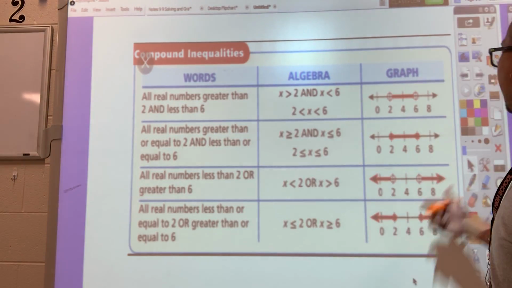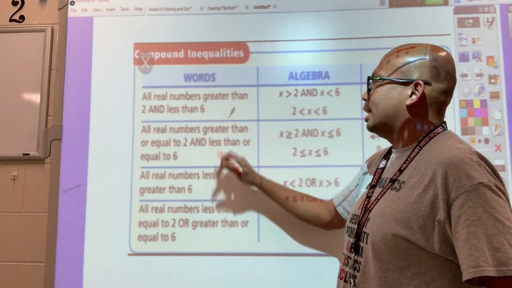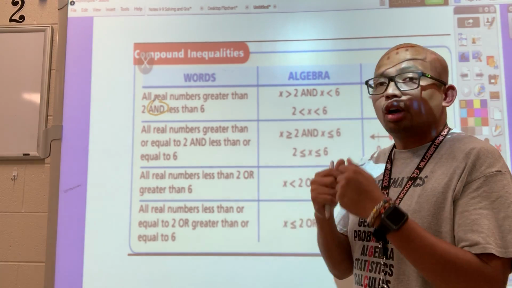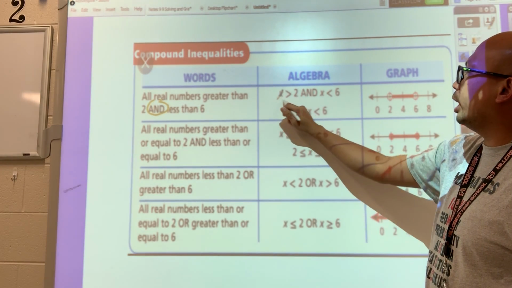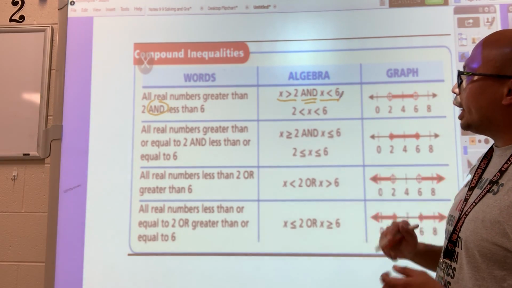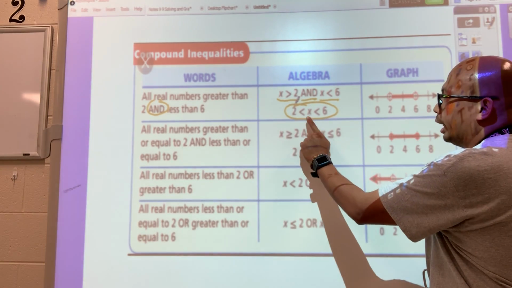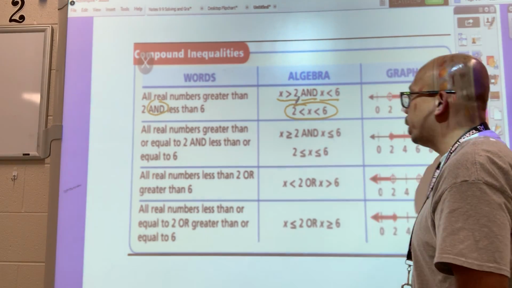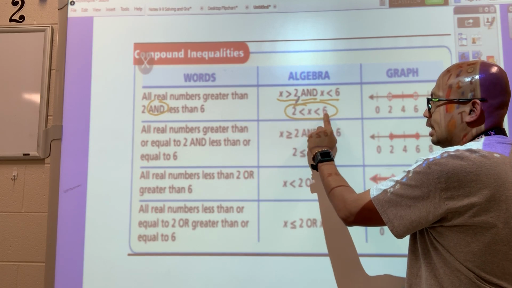So here we have all real numbers greater than 2 and less than 6. The word and signifies that it is the intersection of the numbers that are greater than 2 but less than 6. And we write it as x greater than 2 and x less than 6. Or we can rewrite it as a compound expression, like 2 less than x less than 6, but we don't read it that way. We read it from the middle, saying that x is greater than 2 and less than 6.